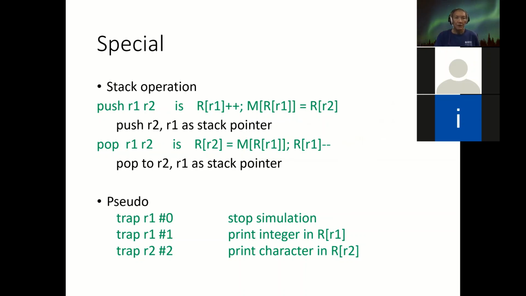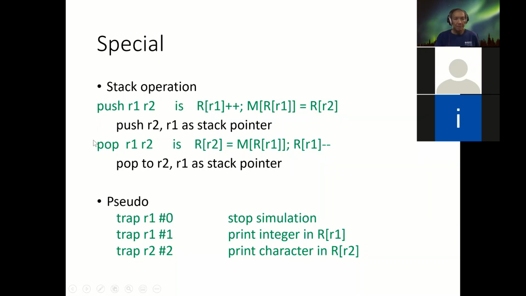Some special instructions are also included in this processor. We can use stack operations. We can push or pop. To use this operation, we need two values from registers. One is what value is to be pushed, and the second is where the stack is. So we call one register R1 the stack pointer, which points to the memory where we keep our stack, and R2 is the value we want to push into the stack.